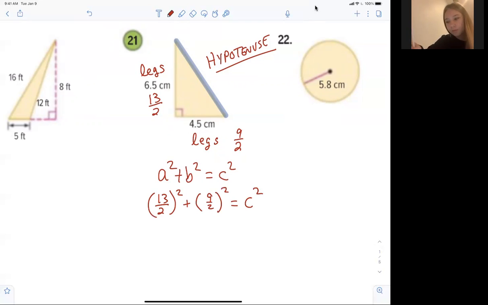How do we change the 6.5 to 13 over 2, how do we change it to a fraction? 6 1/2. 6.5 is 6 1/2. Do you agree? 2 times 6 plus 1. 13, I get it. Right? But again, that's just practice, review.